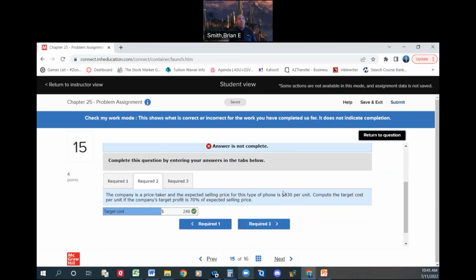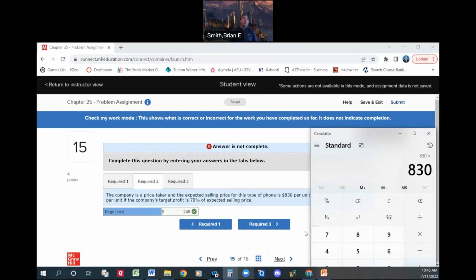Okay. I took 830 multiplied by 0.7. That's going to give me what the target profit for the company is going to be per unit. And then we're going to subtract 830 minus the result of that and get 249. The other way we could have done that is just take 830 and multiply it by 0.3, which would have gotten us the same number. 0.3 is the amount of cost. If 70% is what we want in profit, then 30% is going to be the cost. And so we could have done that too.